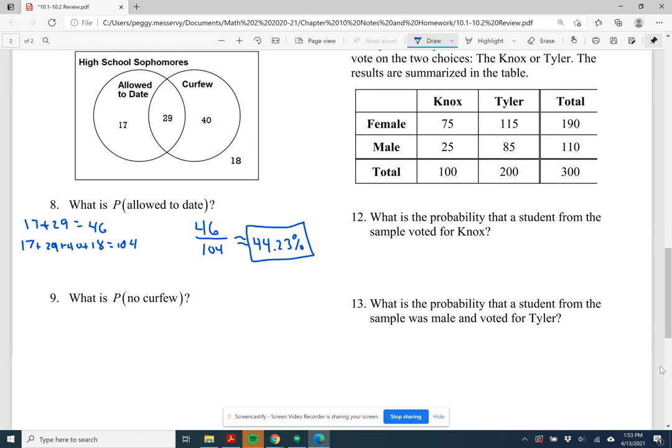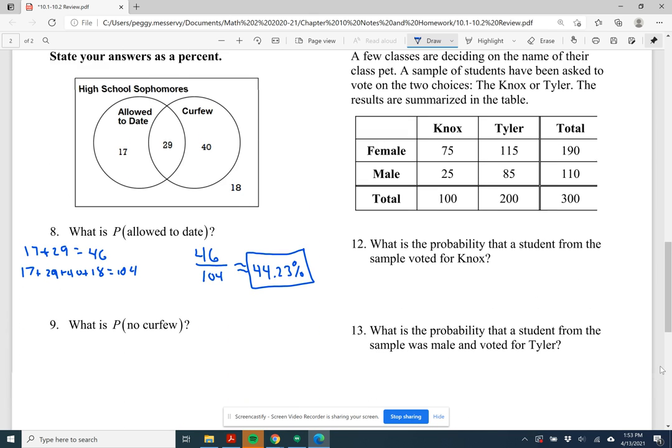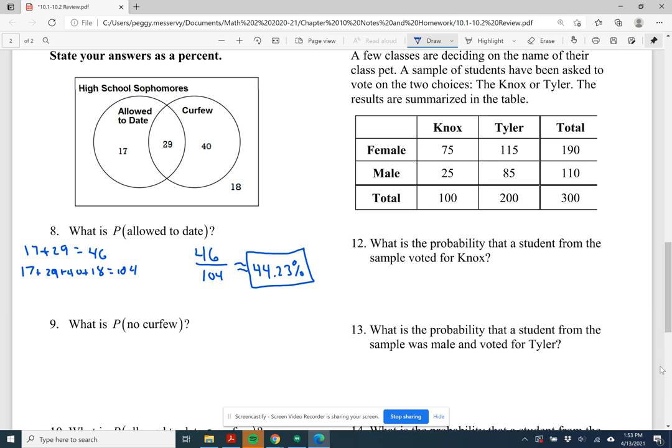All right, problem number 9. I'm going to go through problem 11 with this diagram. Probability of no curfew. So how many don't have a curfew? 17 plus 18 do not have a curfew. In other words, 35 of the 104 students do not have a curfew. So the probability of no curfew is going to be 35. That's the number of favorable outcomes, number that have no curfew, divided by the total number of students that we're choosing from, 104. So probability is going to be 35 divided by 104.